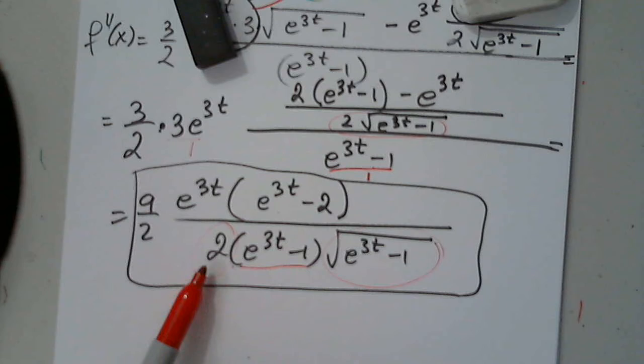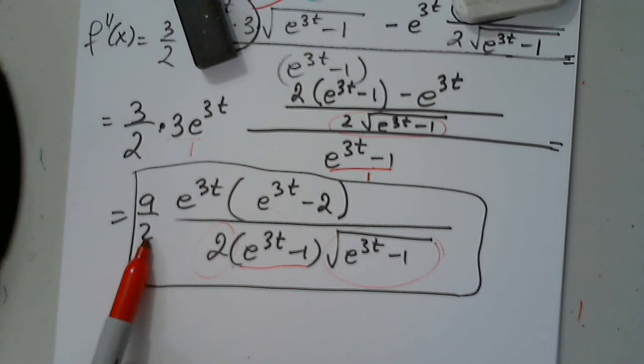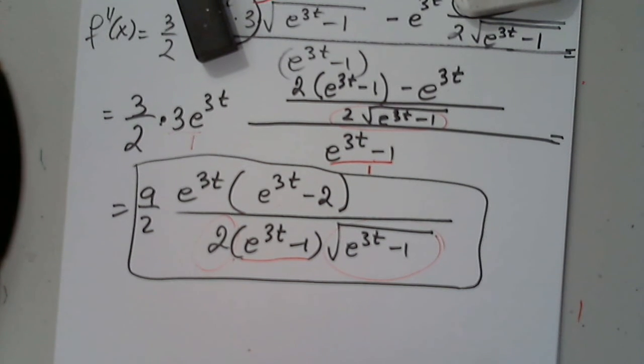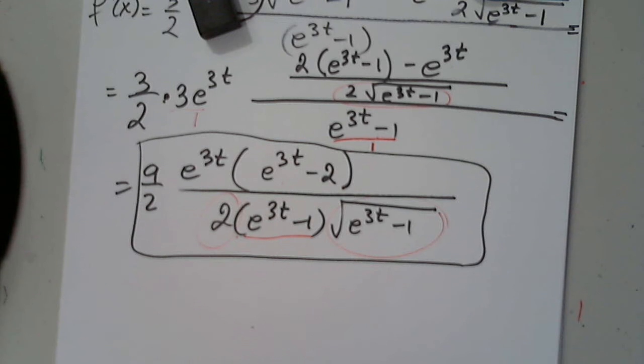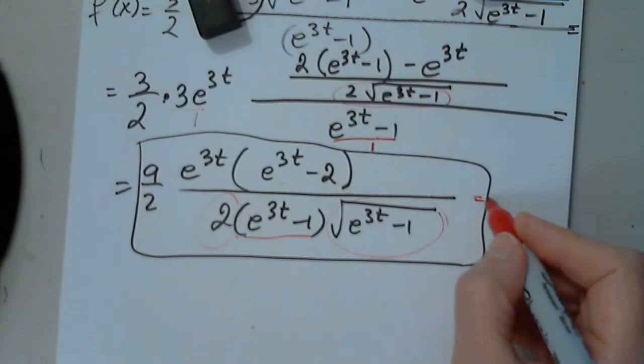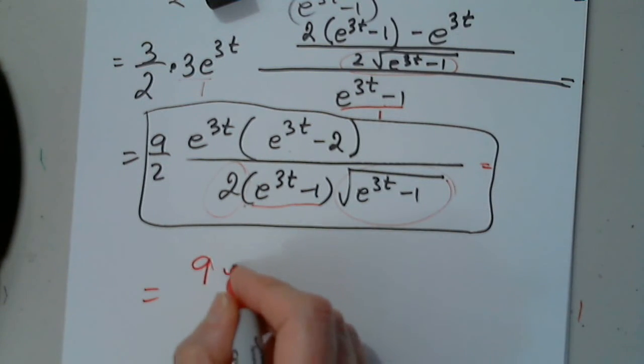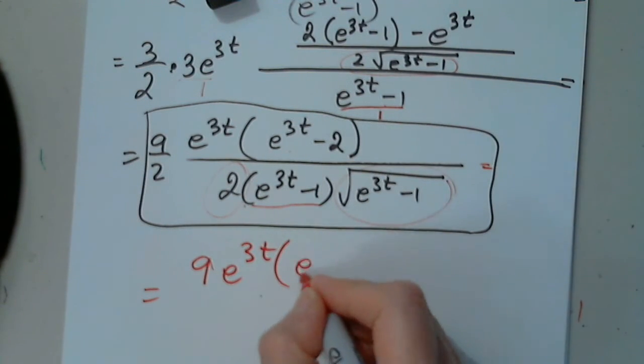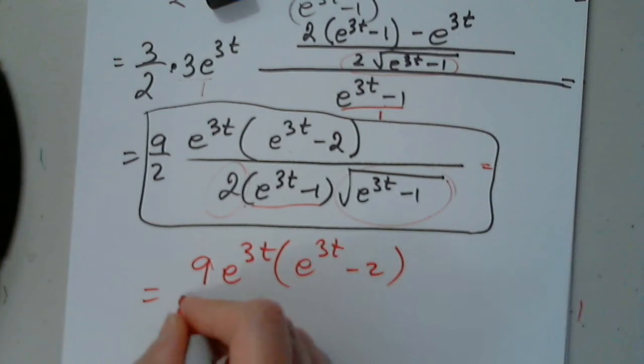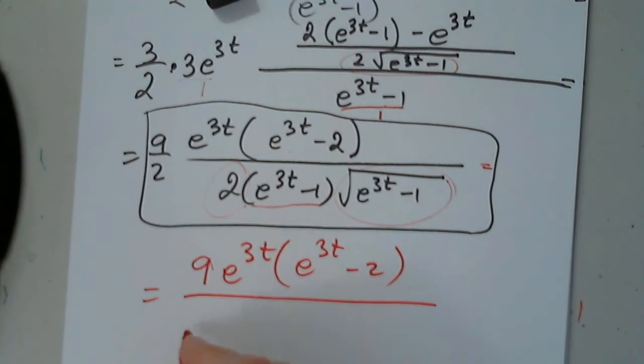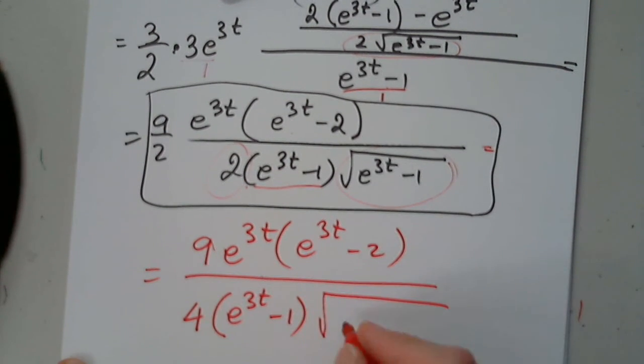You could, if you wanted to put this as a 4 in front, you could do that. That's fine too. But nothing else will work. If you want to write it again, it's 9 e to 3t, e to 3t minus 2, 2 times 2, 4, parentheses, e to 3t minus 1, and the square root of the same thing.